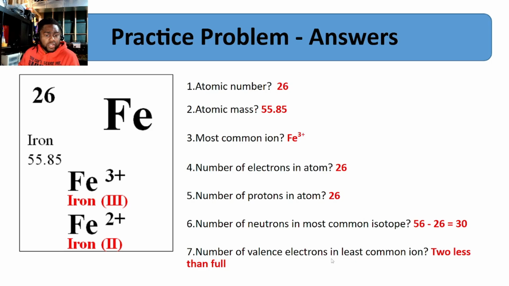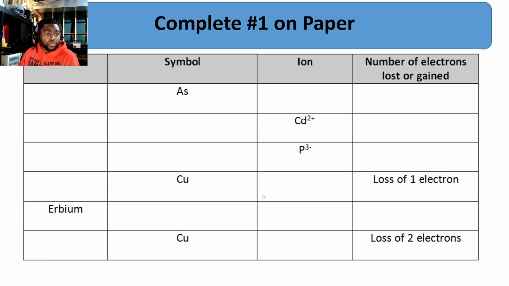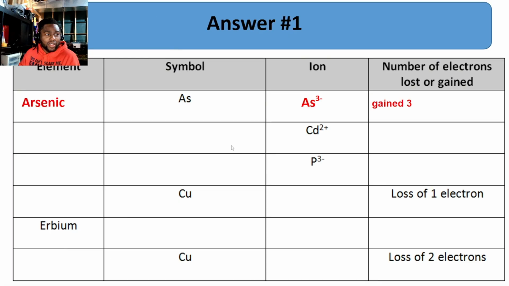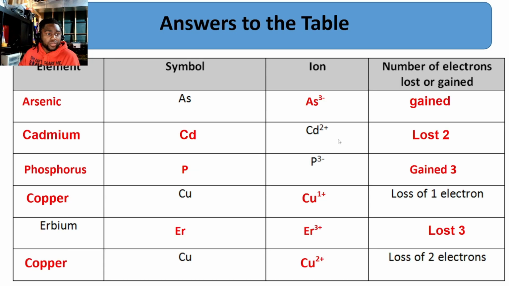Number of valence electrons in a least common ion, 2 less than full, right? Because it's going to be plus 2. Okay, so these can be completed on paper, or if you've printed out the digital slides, feel free to do that as well. And as always, I've given you some of the answers. With arsenic, right, there's a -3 ion, so we gained 3 electrons. And I've gone through all of them for you.